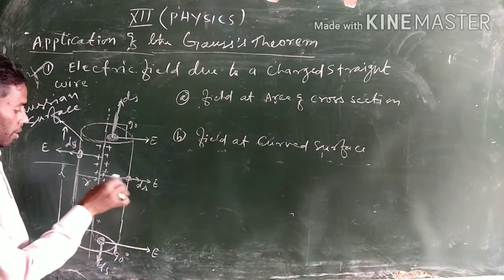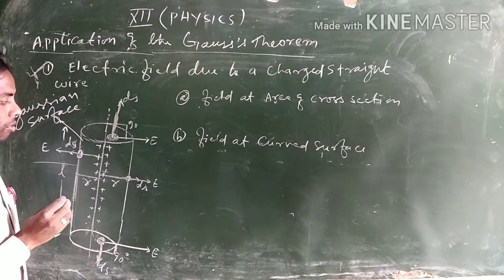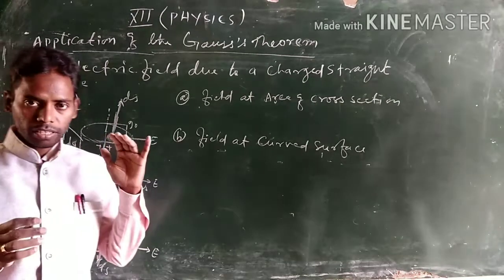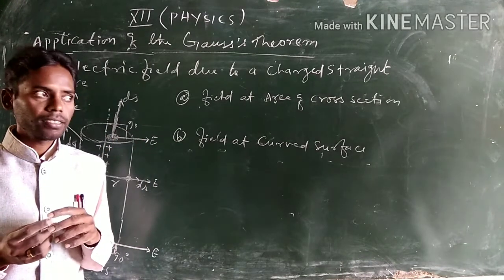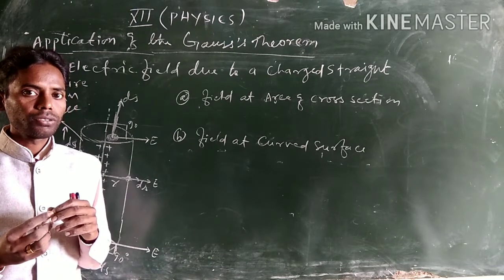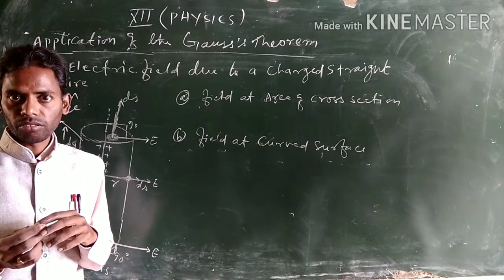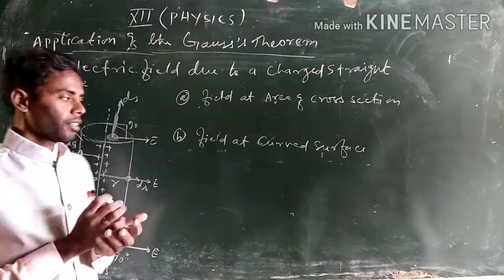And here, by Gauss's theorem, we already know our electric flux phi is equal to E dot ds. E was the electric field and ds the surface area, right? Is equal to Q divided by epsilon naught. Q was the charge divided by epsilon naught, right?